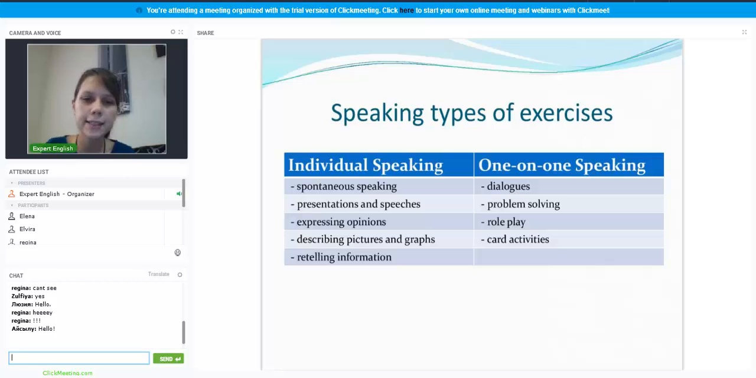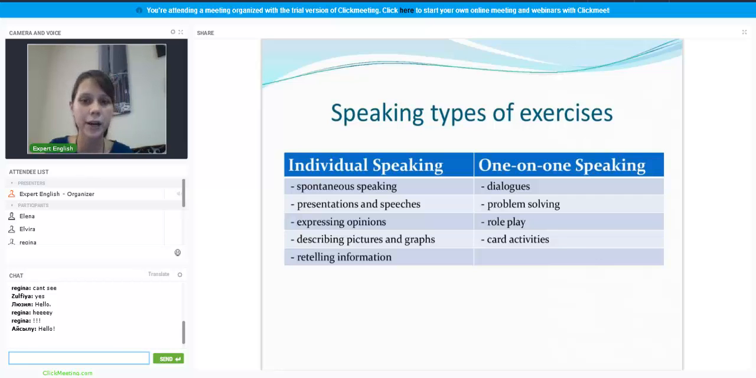Another thing is describing pictures and describing graphs. As for describing pictures, of course, you can say that in our real life, it's not a very necessary skill, and I will totally agree with you, but again, state exams make us think that it's a very important skill, and we have to agree with it.